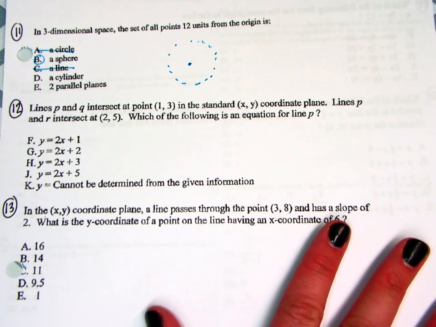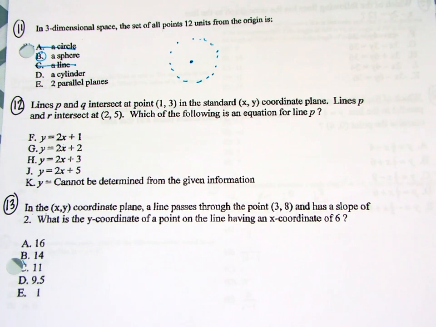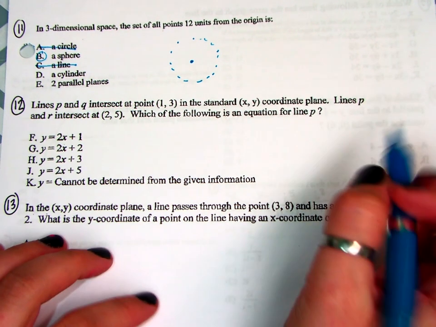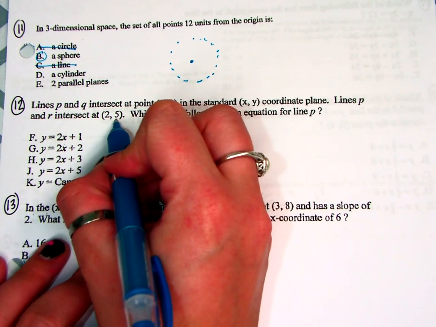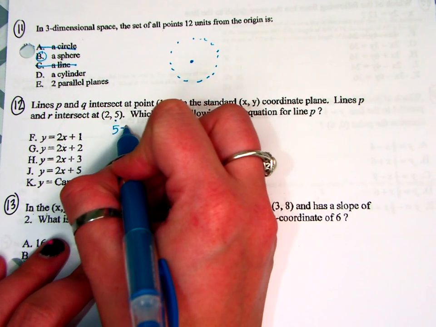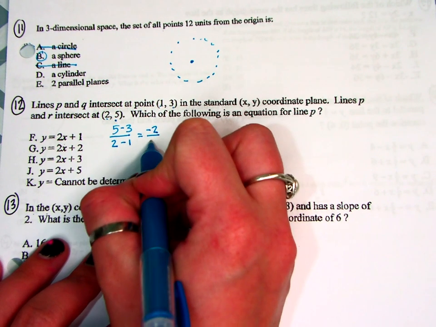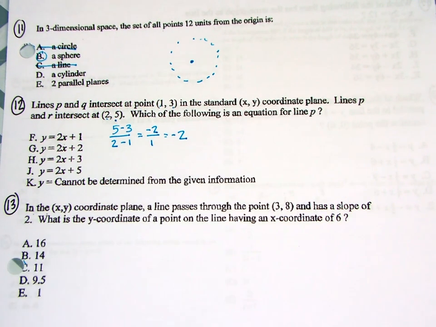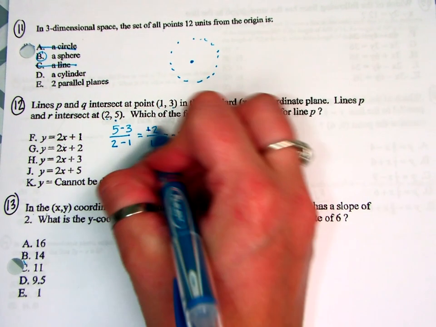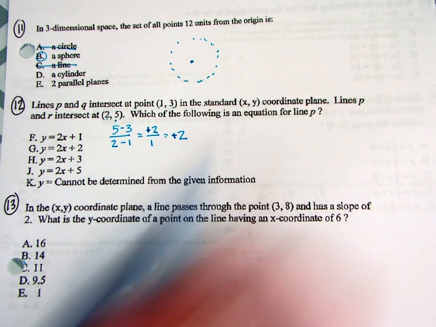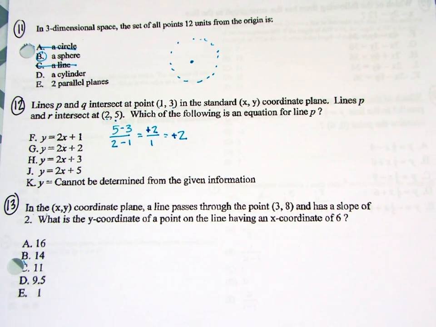Number 12, if line P and Q intersect at 1, 3, line P and R intersect at 2, 5, what is the equation of line P? So in this problem, we need slope. So I'm going to do 5 minus 3 over 2 minus 1. That's 2 over 1 equals 2. So my slope is 2.